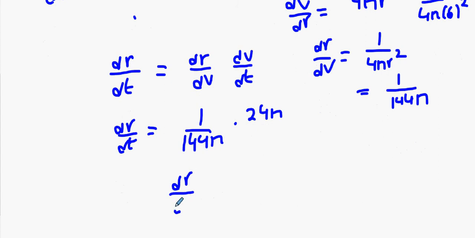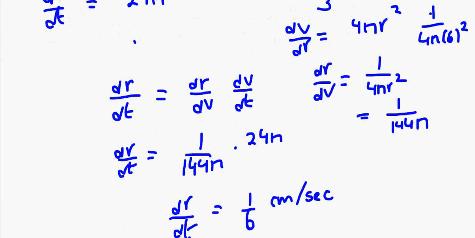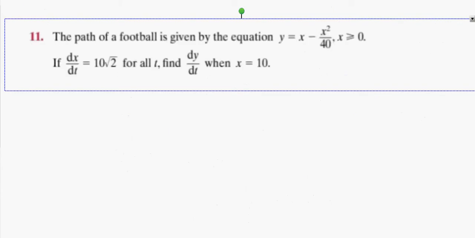Nobody? Now what's the units? What's the units of radius? What's the units of time? Centimeters per second. Is that alright? Alright, let's go for 11. Alrighty. Okay.